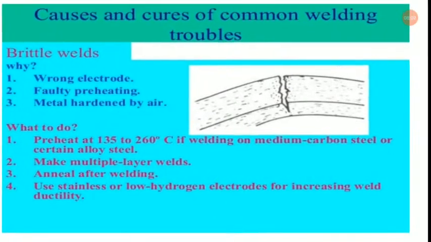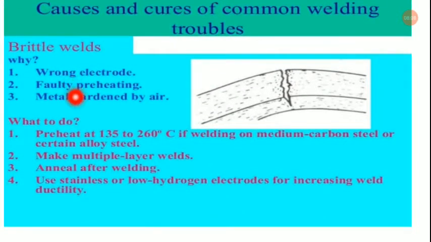Now causes and cures of common welding troubles. Brittle welds. The brittle weld is caused by wrong electrode, faulty preheating, metal hardened by air. Now what to do? Preheat at 135 to 260 degrees Celsius if welding on medium carbon steel or certain alloy steel.